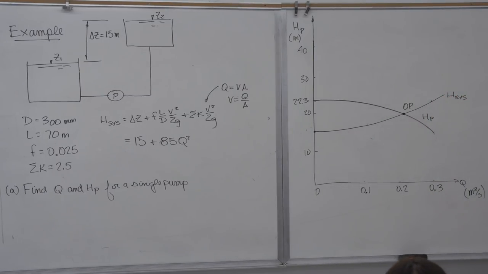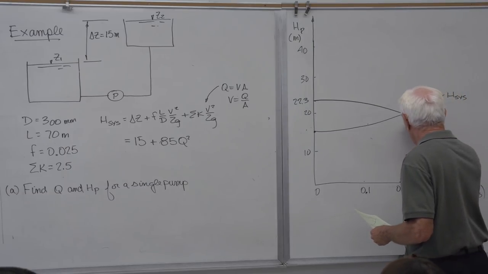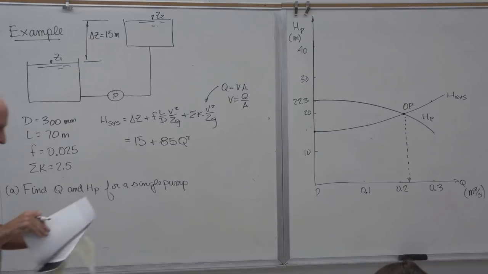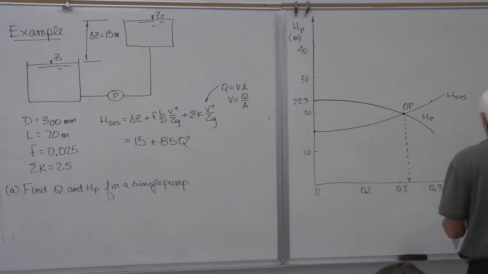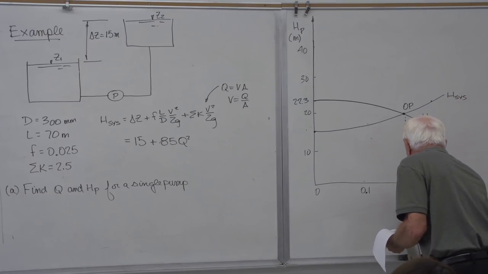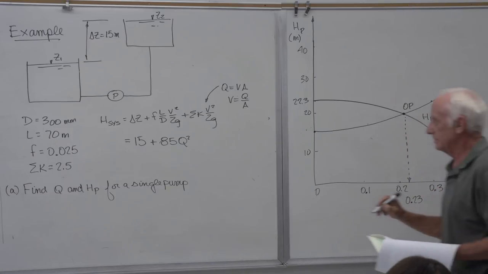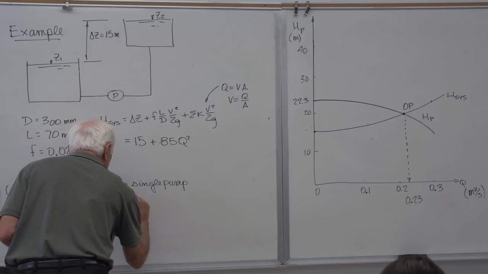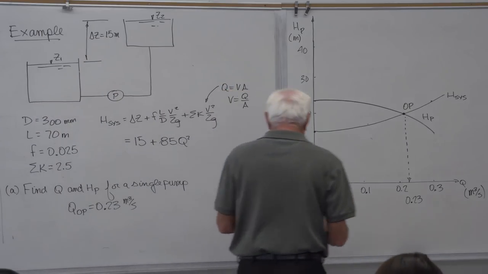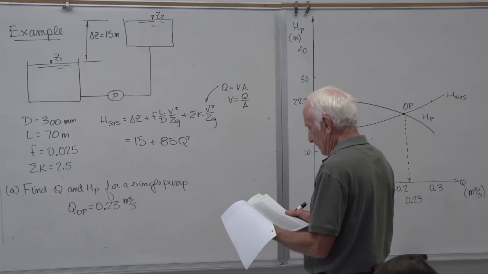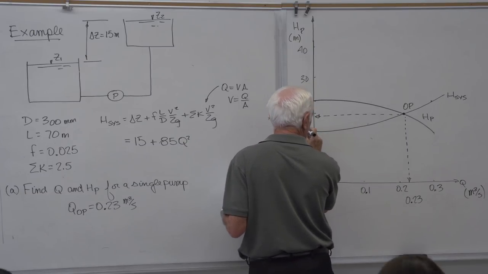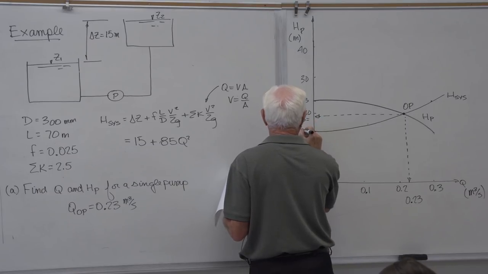If you draw it like I did on Engineering Green, plot it and go down here, you're going to get a value of Q of 0.23. So now I know: for a single pump, Q operating is 0.23 cubic meters per second. The pump head is 19.5 meters.